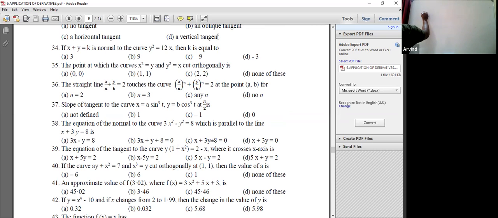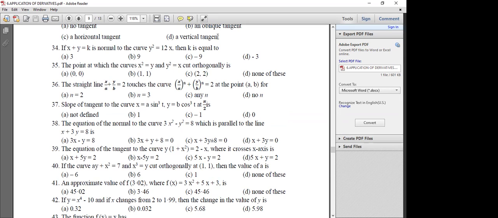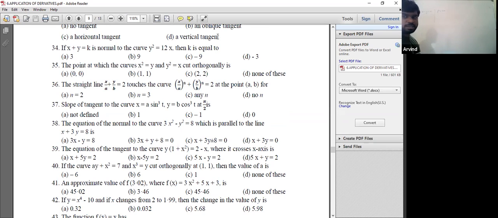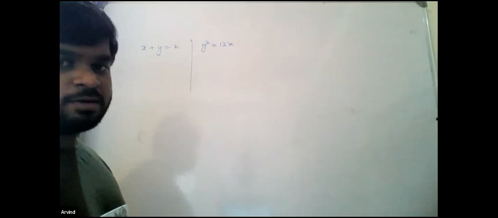Okay, x plus y is equal to k, and the other one is y square is equal to 12x. Option B, 9. Okay, let's check it. So y square is equal to 12x, x plus y is equal to k.